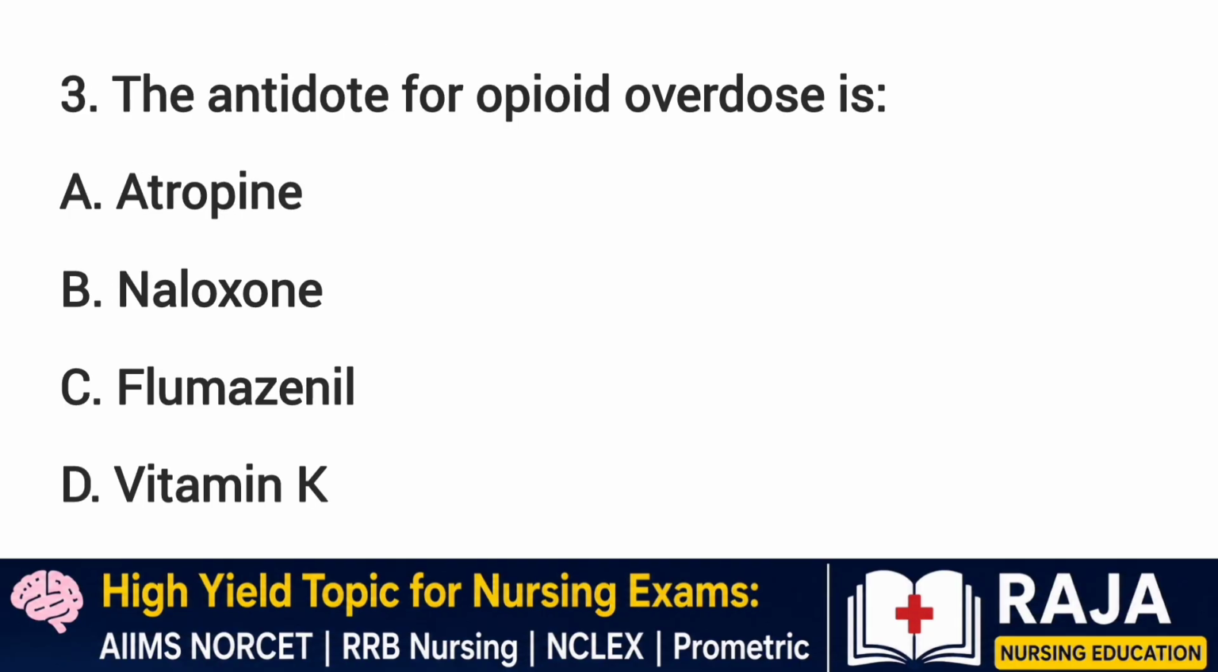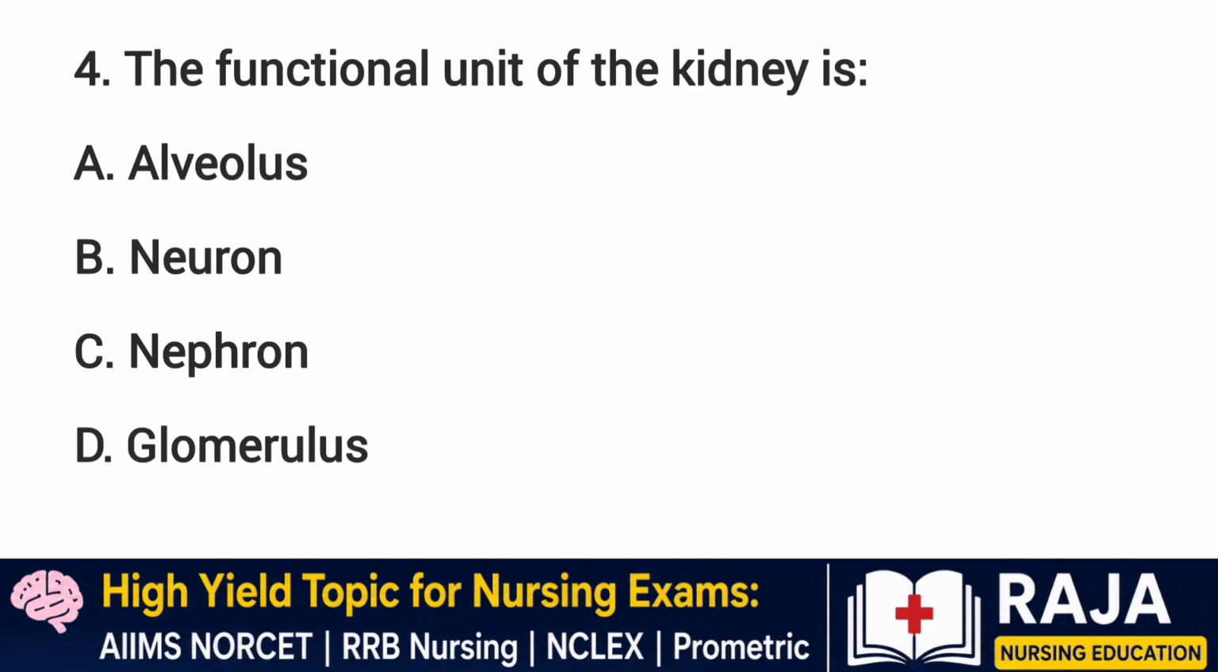The antidote for opioid overdoses? The answer is B, naloxone. The functional unit of the kidney is? The answer is option C, nephron.